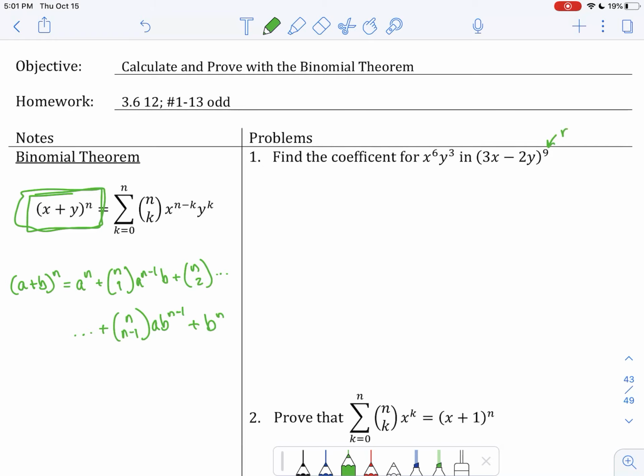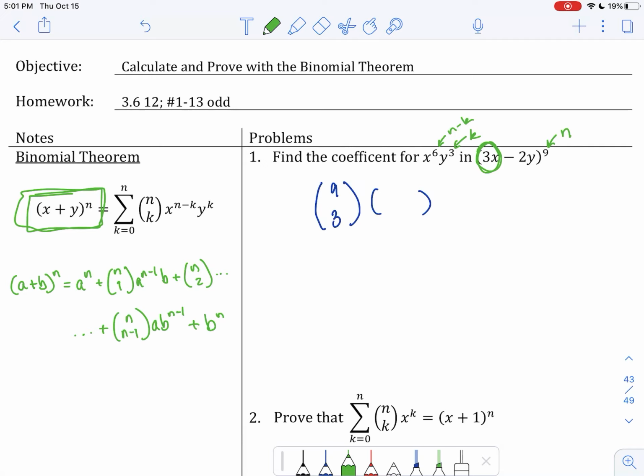This power is our n, and then the powers on x and y tell us our k. So the power on y in this case will be our k, and 6, this checks out, is n minus k, which 9 minus 3 is in fact 6. So that tells us our first term, because we're going to use n choose k. So 9 choose 3.